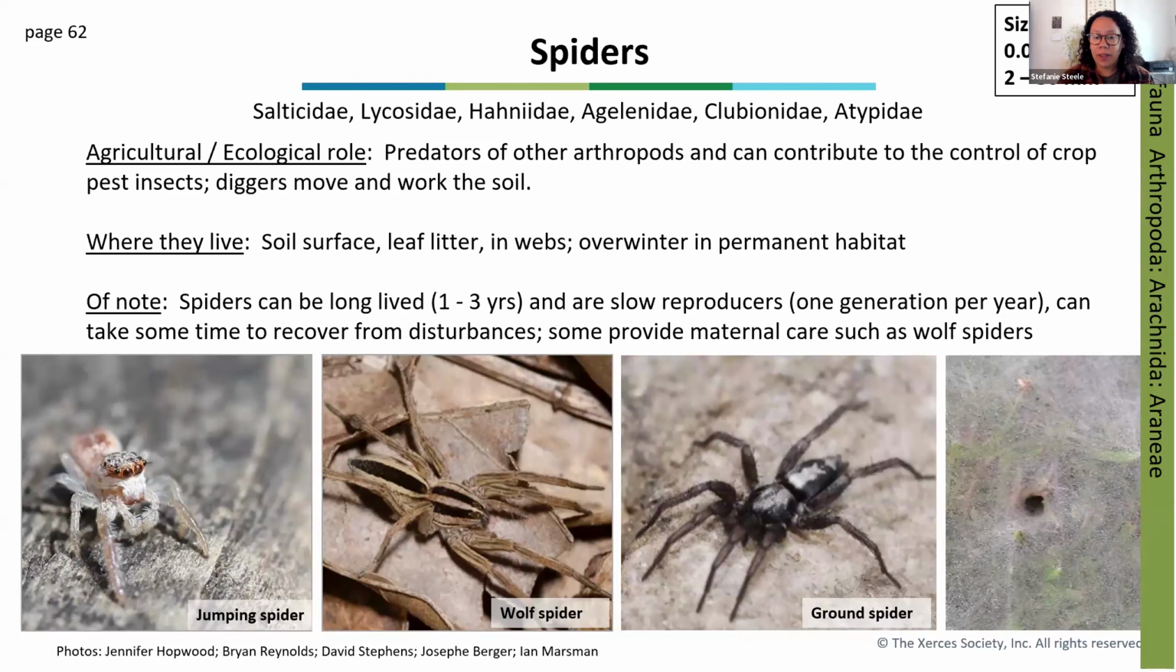However, disturbance can definitely greatly impact these spider populations, especially with them only having 1 generation a year. It could take a while for them to recover from disturbance practices like pesticides or tillage.